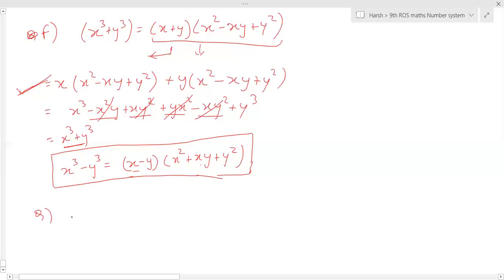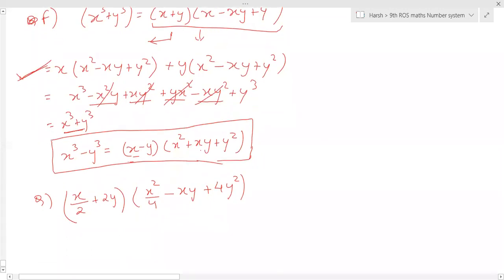The question is x by 2 plus 2y, x square by 4 minus xy plus 4y square. So what is A, what is B here? Is it fitting any formula? Which formula is it fitting?